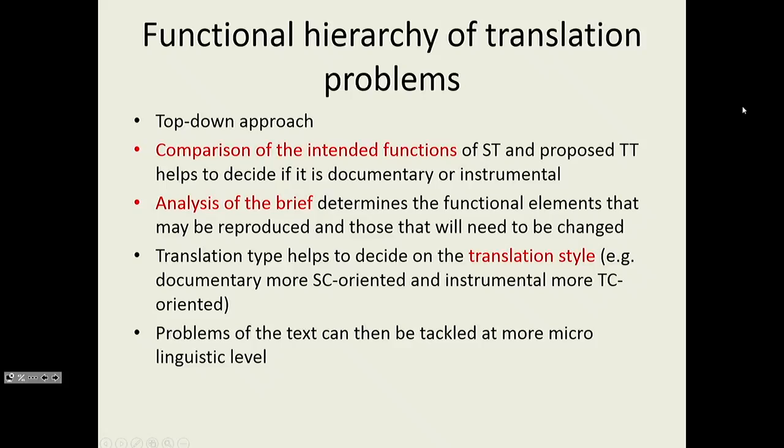Analyse the brief, think about the things that might need to be changed, to look at the translation style, depending on whether the translation will be more documentary or instrumental. And then you can get to those micro textual levels. So going from the macro to the micro, it's only then that you look at those kind of specific problems of the text, the words, the sentences, etc.